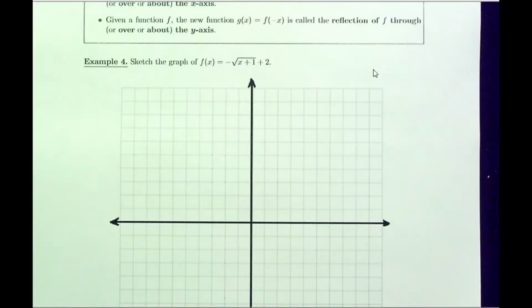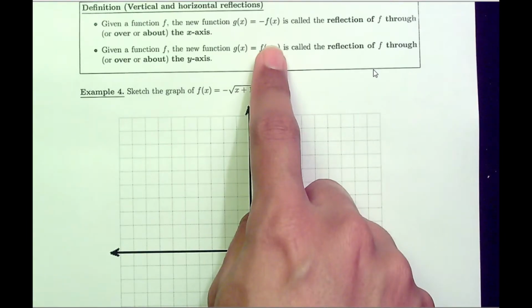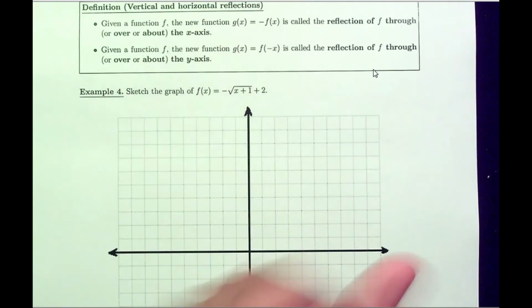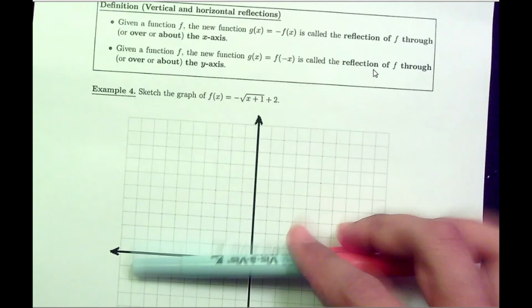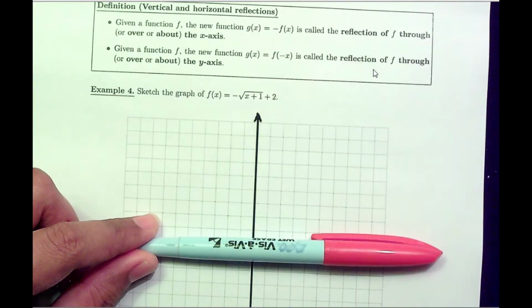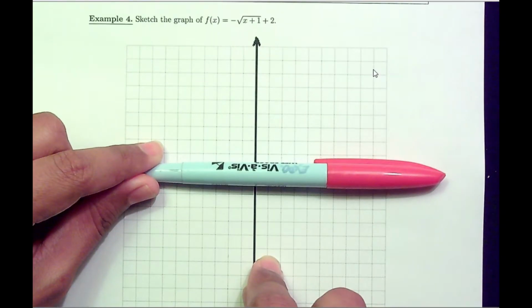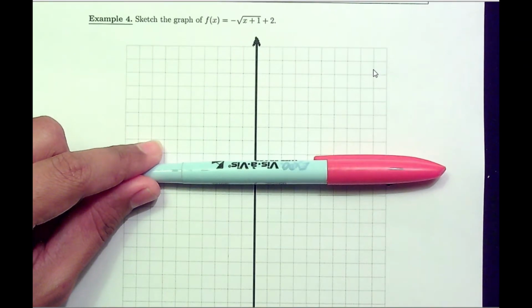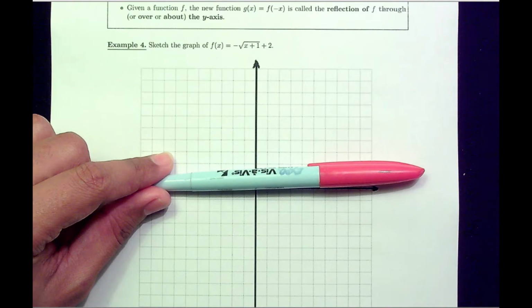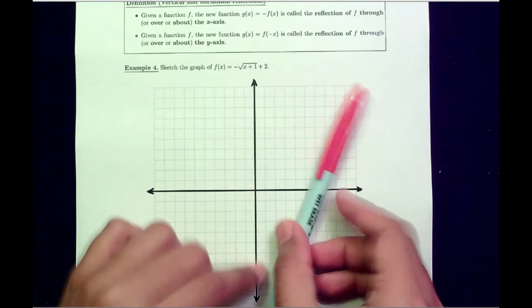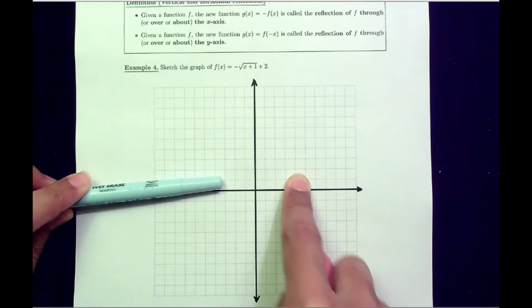Okay? So if the negative is outside, you see, things that happen outside are a vertical movement transformation. So that's why if the negative is outside, it is about the x-axis, because the things that are up move down to the opposite side of the x-axis. And then if the negative is inside, then it's a horizontal movement, and things that are, let's say here, they move horizontally to the opposite side of the y-axis.